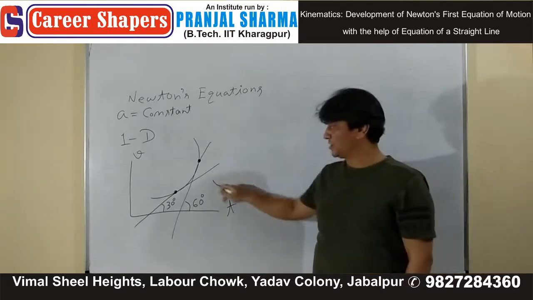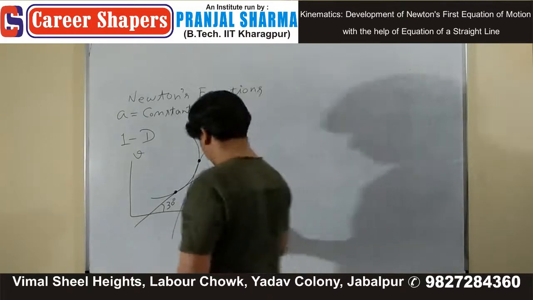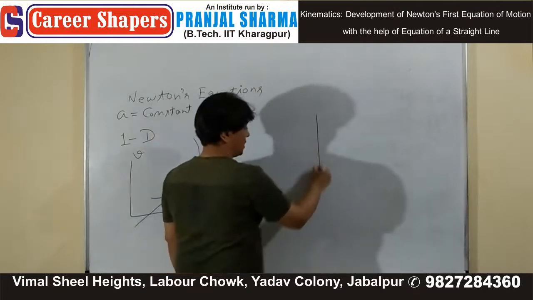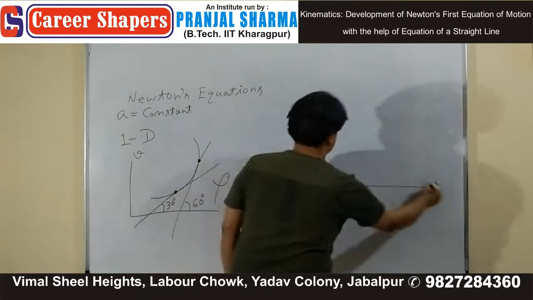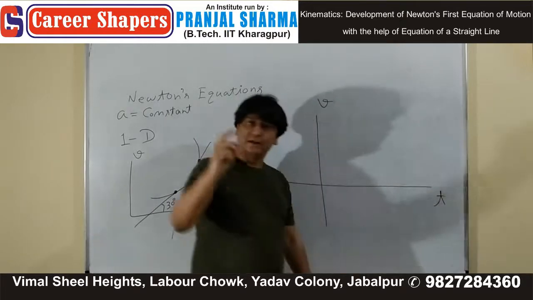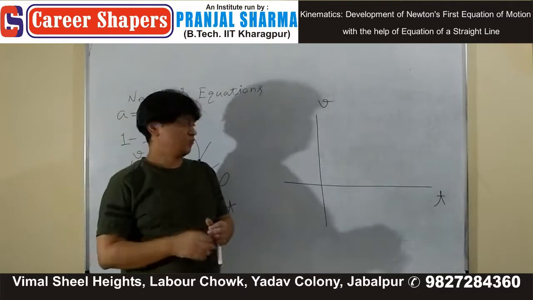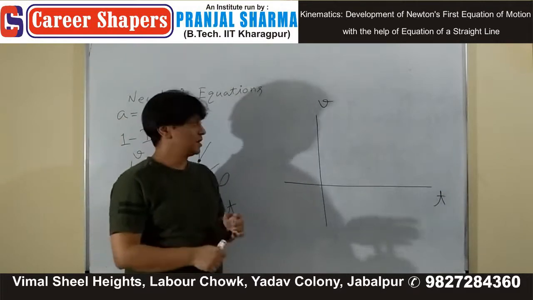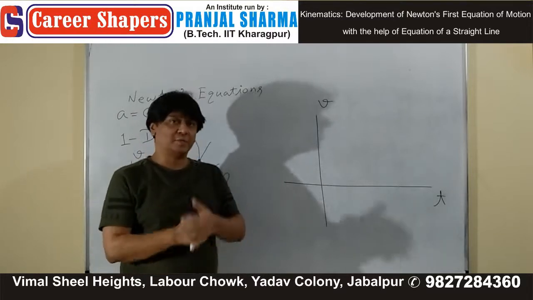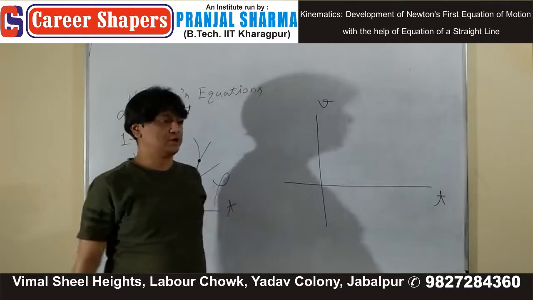So this graph is something which is not correct for this. Now tell me this. What shape should a graph have for Newton's equations? If you have any idea, mention it in the comment box. What do you think should be the shape of the graph if somebody plans to draw it for Newton's equations?